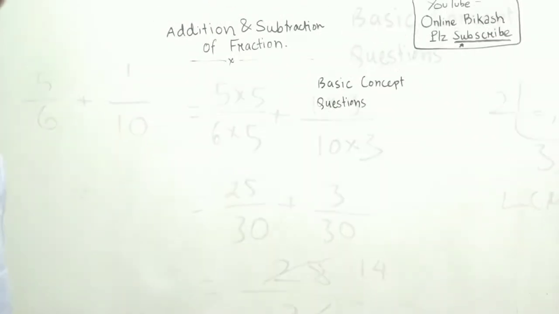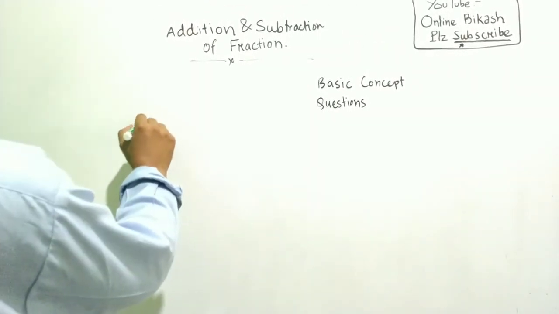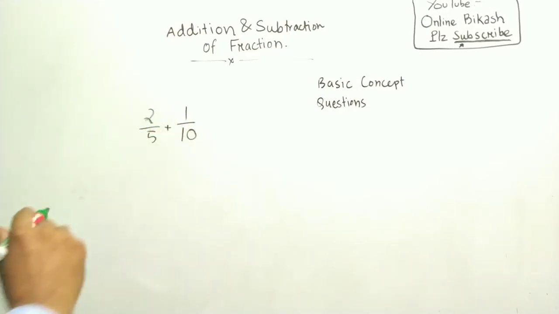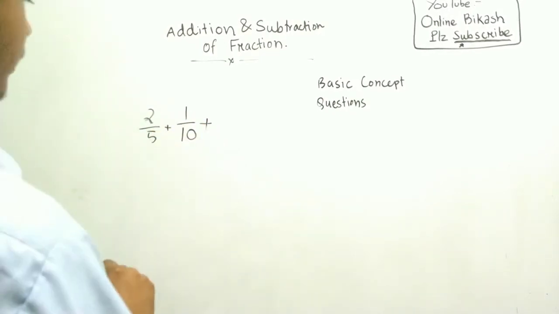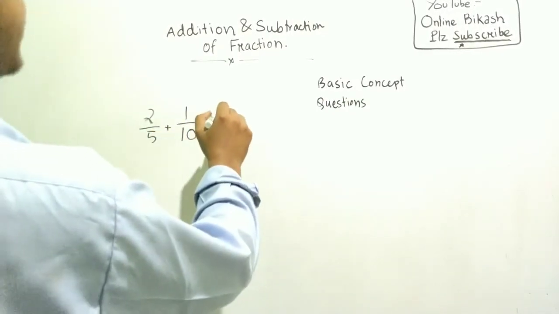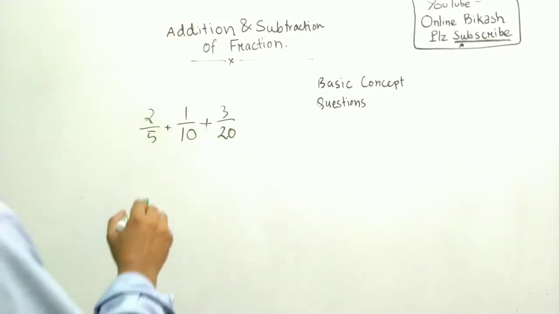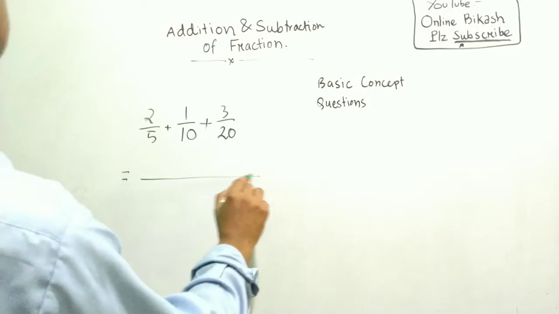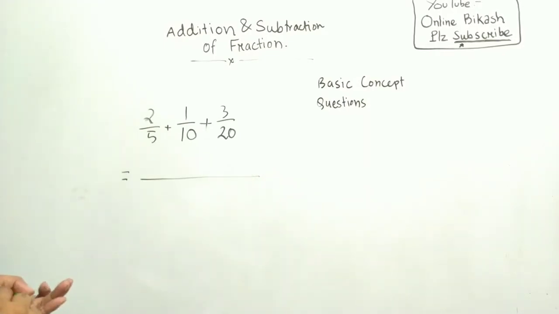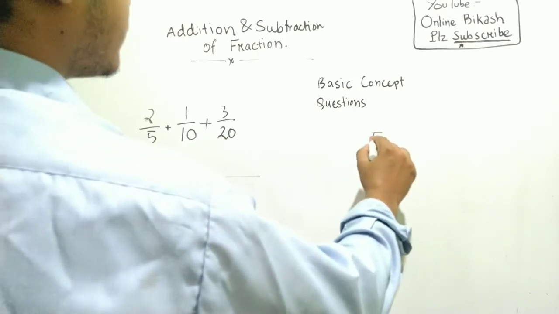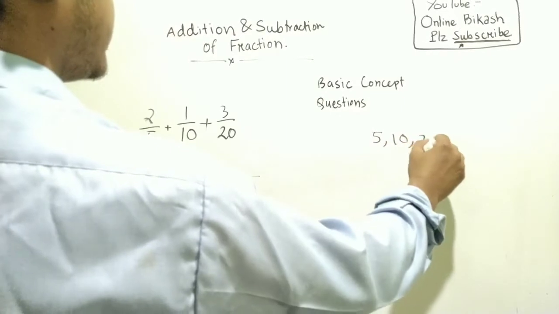Is it clear? Suppose you have 2 by 5 plus 1 by 10. Okay, let us take one more fraction. Let us say you have 3 by 20. Okay, now you need to find the LCM of all these denominators, 5, 10 and 20. So let us try to find out the LCM of 5, 10 and 20.